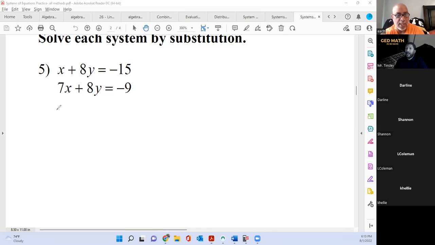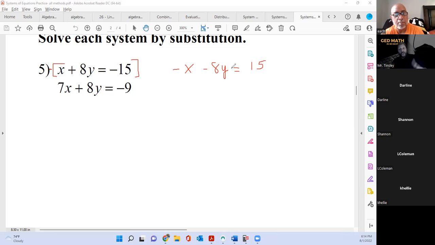Minus 8y. So what we're going to do is multiply this entire equation by minus 1. Why? Because if we multiply everything in that first equation by a negative, what we're in fact doing, and this is what you should know, is that anytime a negative is outside parentheses, it changes the sign of everything inside the parentheses, or in this case, inside the brackets. So the opposite of x is minus x. The opposite of 8y is minus 8y. The opposite of negative 15 is positive 15.